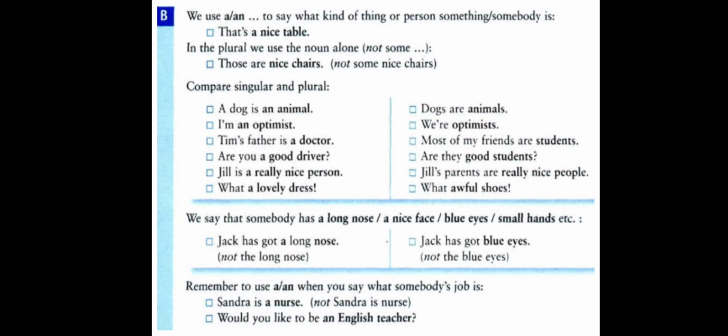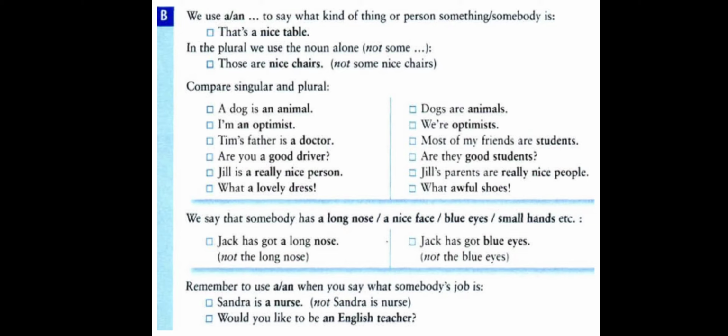What a lovely dress. Dress here is singular, that's why we use the article a, and lovely is an adjective. What awful shoes. Shoes is plural, that's why we did not use any article with the adjective awful.